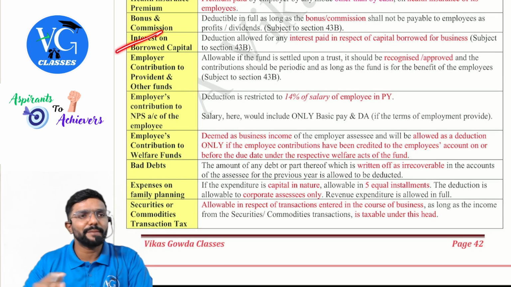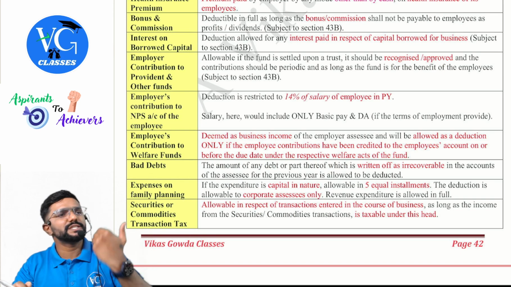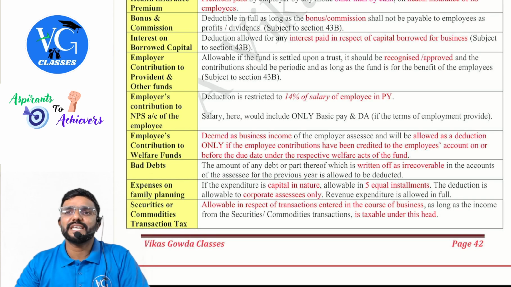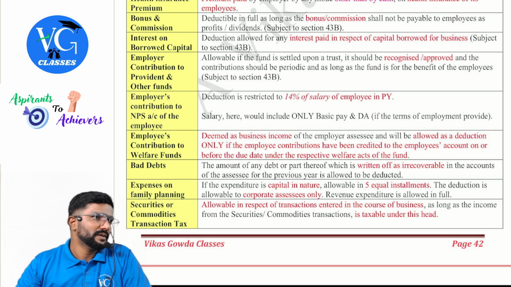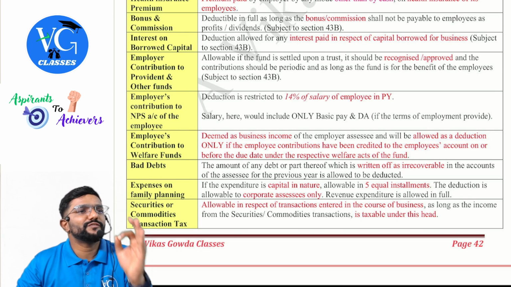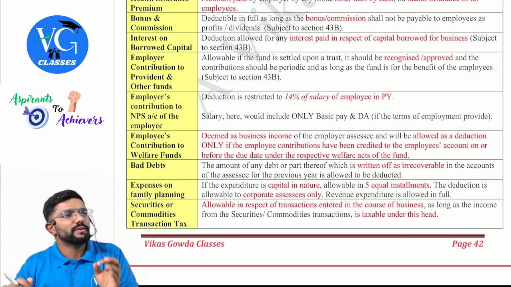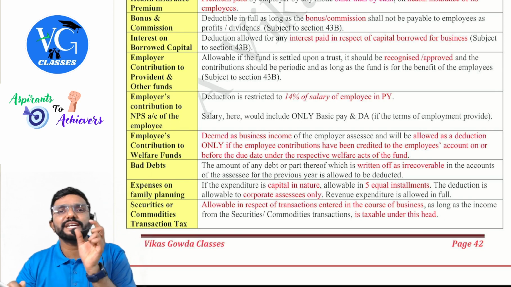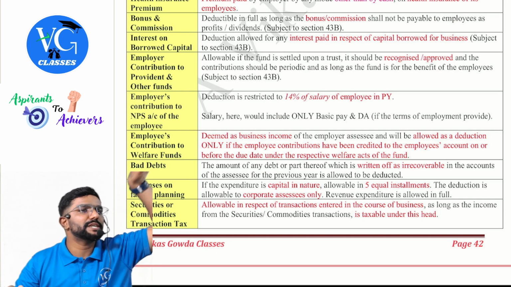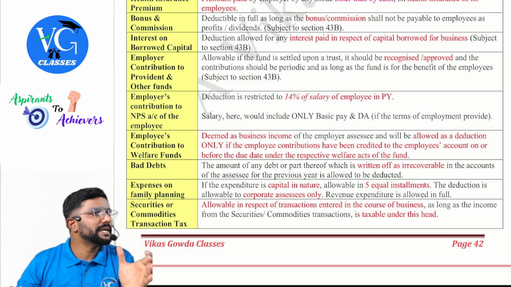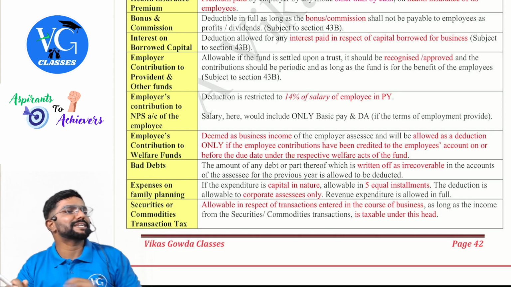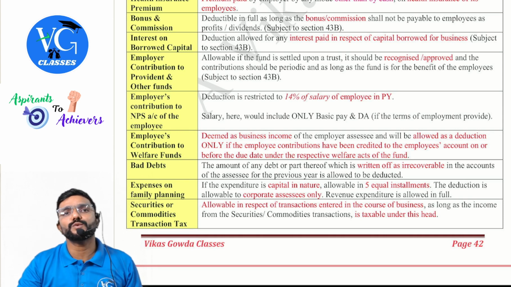Then interest on borrowed capital. If the loan borrowed is used for the purpose of business, whatever interest is paid is allowed as deduction, subject to 43B. And here, if the loan is taken for the purchase of a fixed asset for the business, whatever interest is paid till the date the asset is put to use will be capitalized, added to the cost of the asset to claim depreciation. Any interest paid after the asset is put to use will be claimed as revenue expenditure as per section 36(1).